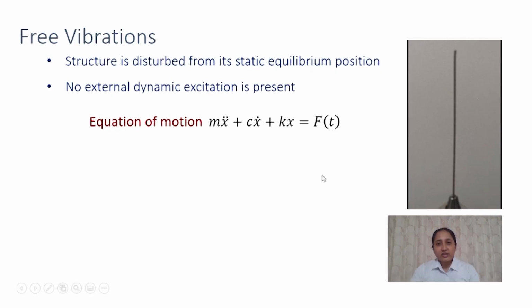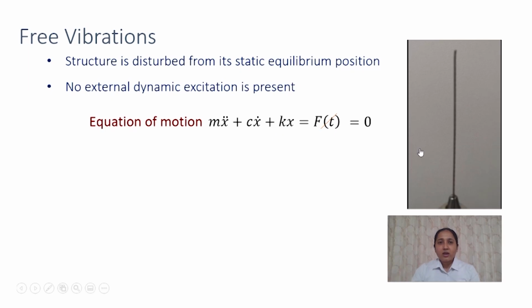So this is the equation of motion of a dynamic system. We have learned it in the previous lessons. In the case of free vibrations, this force is 0. So the equation will be mx double dot plus cx dot plus kx is equal to 0. It's a homogeneous differential equation. Here we know that m indicates the mass of the structure, c is the damping coefficient, and k is the stiffness of the structure.